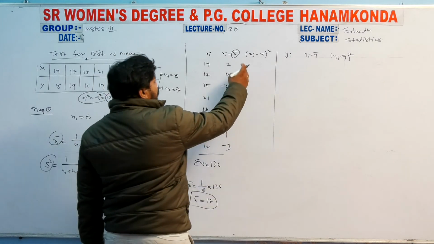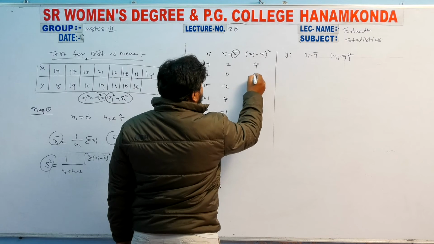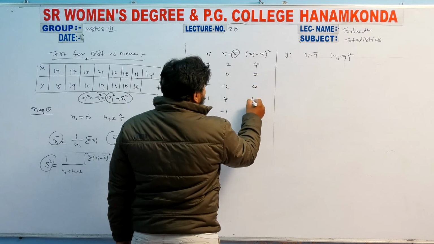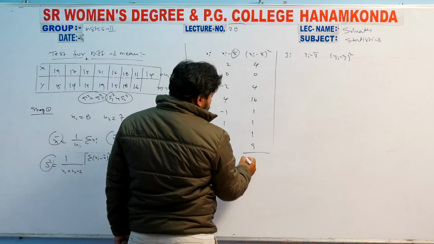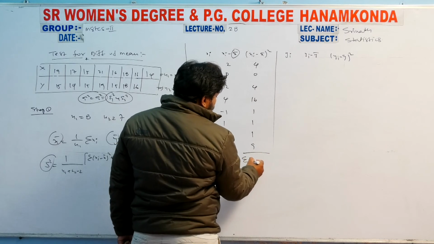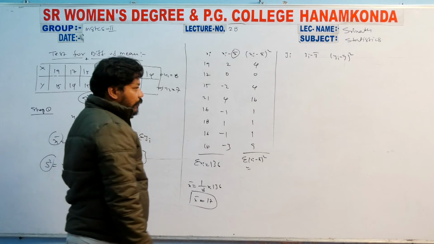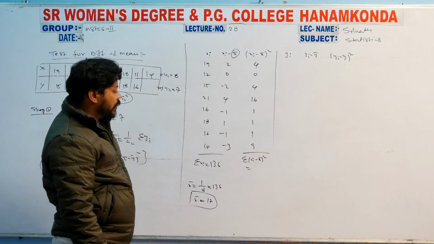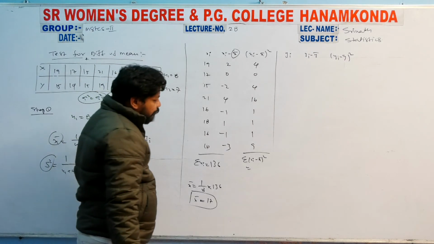And xi minus x bar whole square is 4, 0, 4, 16, 1, 1, 1, 9. And summation xi minus x bar whole square is equal to 36.